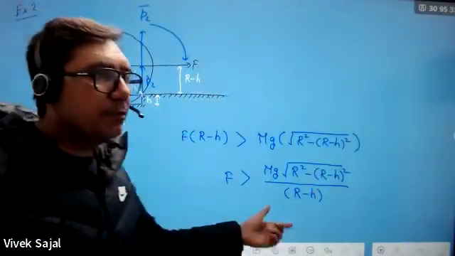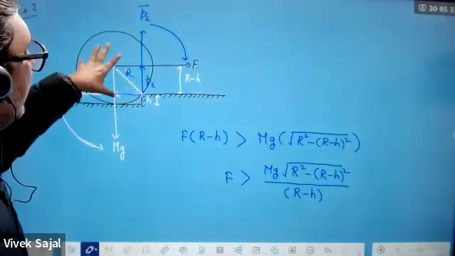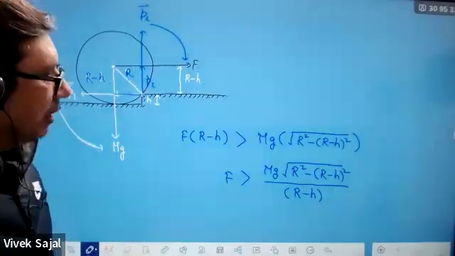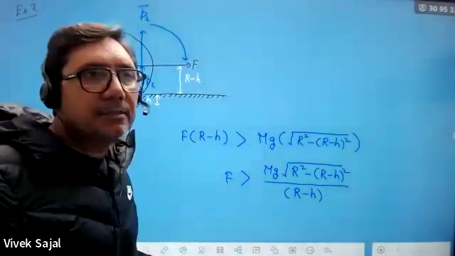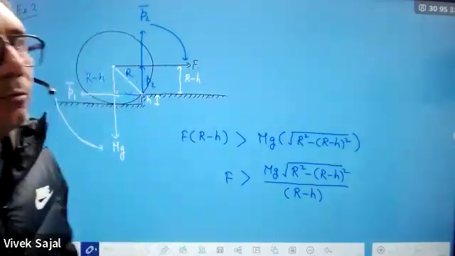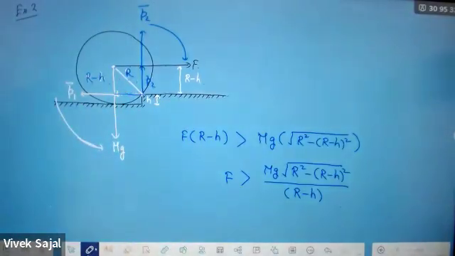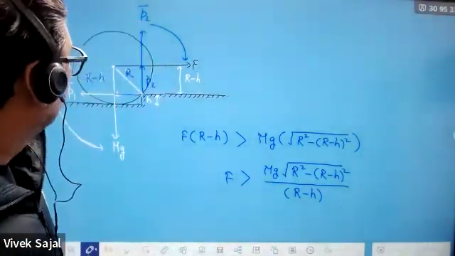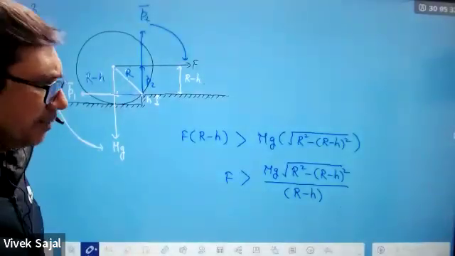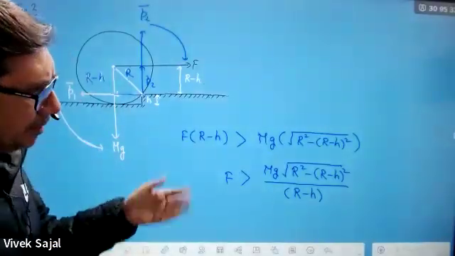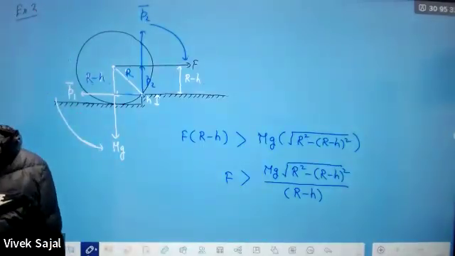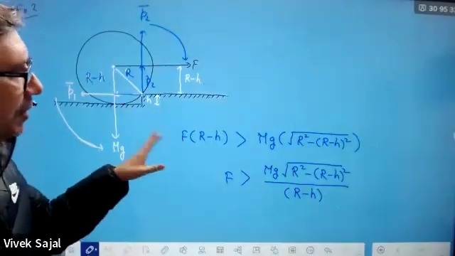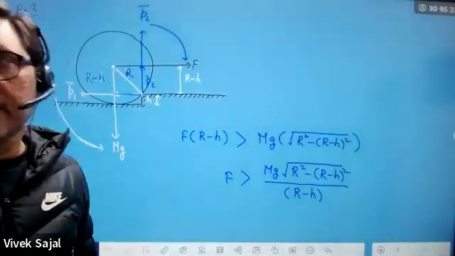This is the minimum value of the force at which this sphere will be ready to overcome this obstacle. If the force becomes a little bit greater than this, then it is going to move over this obstacle. Is it clear, beta? This will be the answer. This question was there in the exam one year back or something, but they had given numbers: capital R, small h, everything they had given.